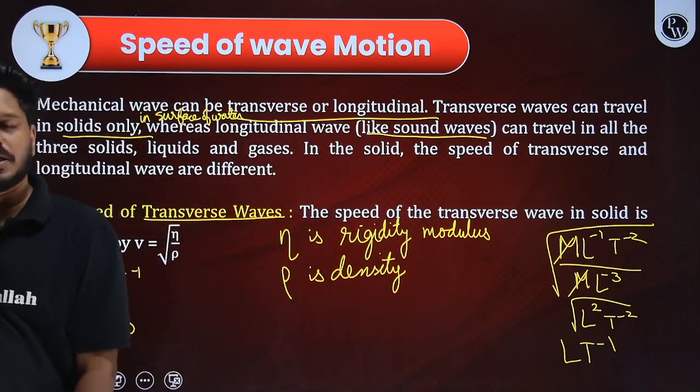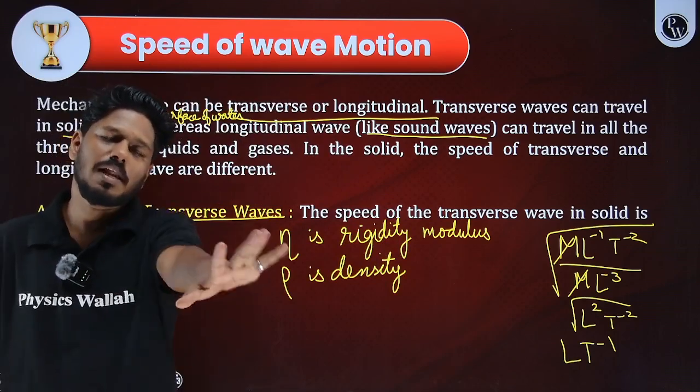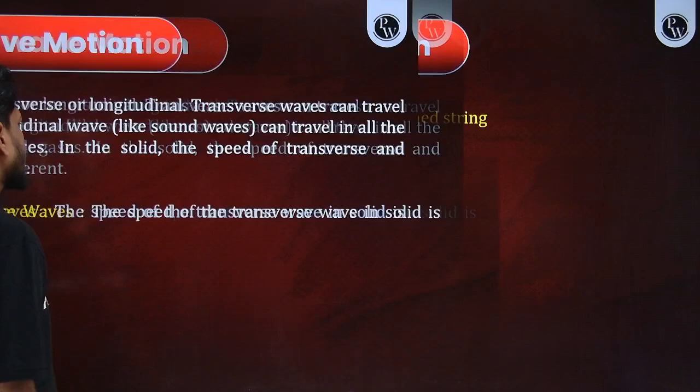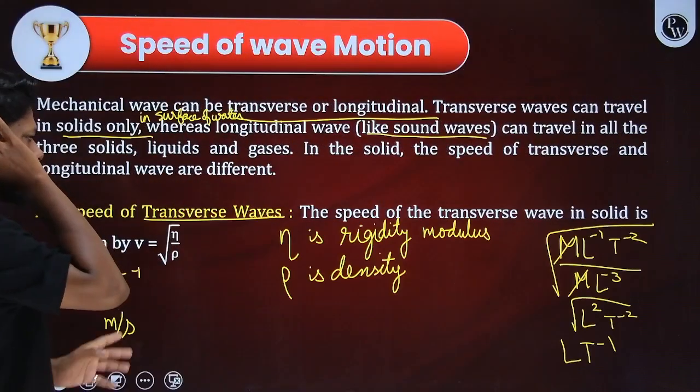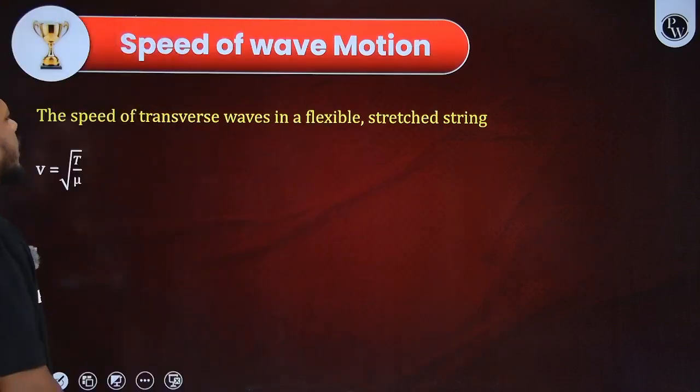So whenever you get confused, use dimensional analysis. Dimensional analysis will help you solve most of the questions. So just remember this. You need not worry about that. Velocity in a transverse wave is this. The speed of a transverse wave in a stretched string.